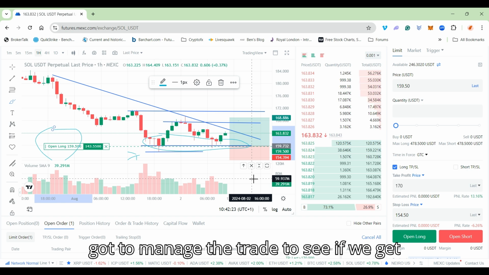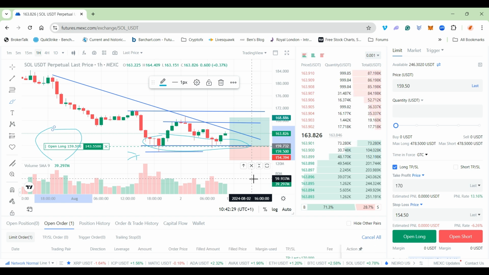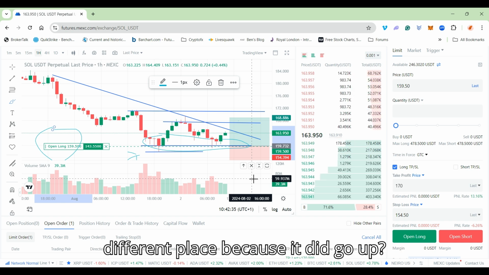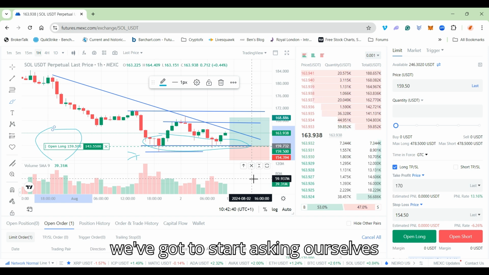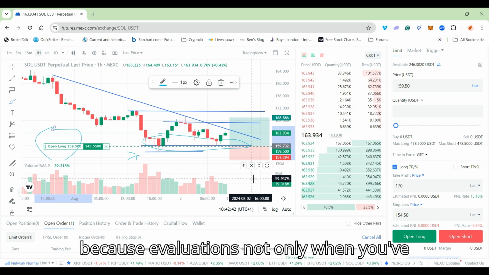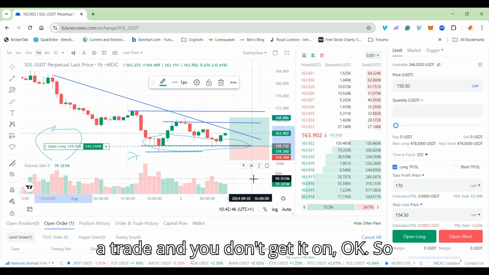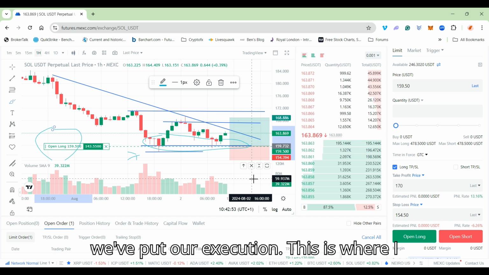And then we've got to manage the trade to see if we get the trade on or not. If I don't get the trade on, I have to assess whether or not I should have just bought there and then, or should I have bought at a different place because it did go up. Those are the questions we've got to start asking ourselves, because evaluation's not only when you've got the trade on and after you've got the trade out, but it's also if you identify a trade and you don't get it on.